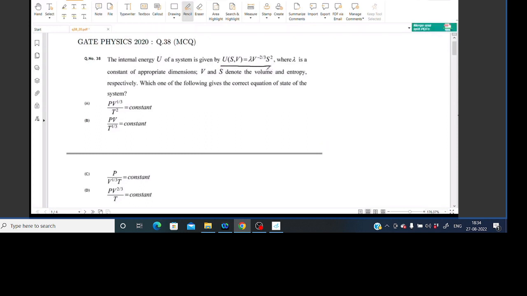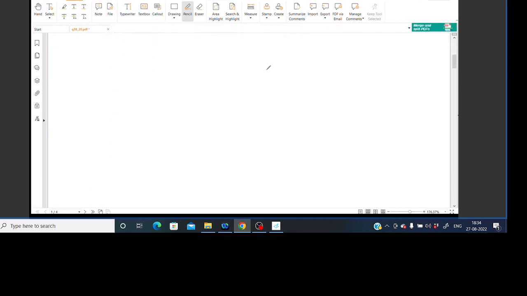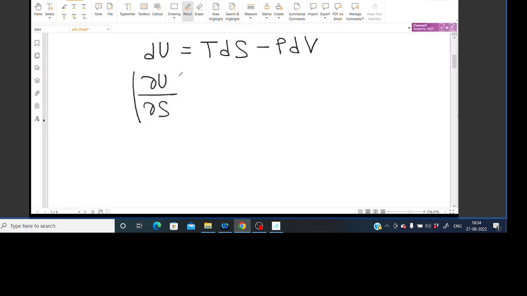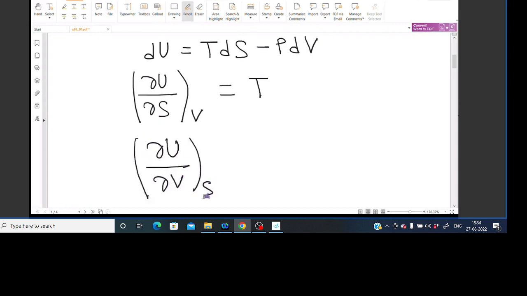Let's solve this question. From the laws of thermodynamics, we know that dU is given by TdS minus PdV. So del U del S at constant V is equal to T. Similarly, del U del V at constant S is equal to minus P.